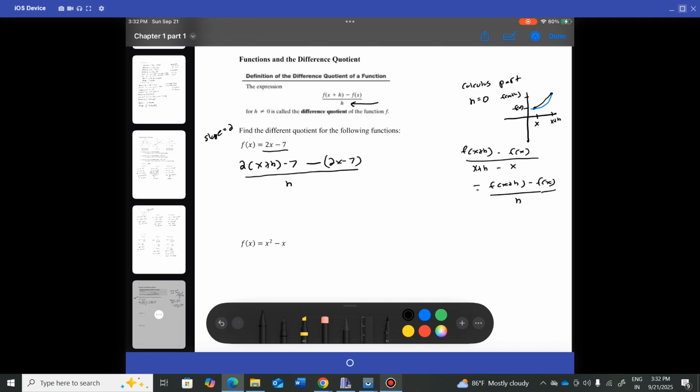Right. Now we'll distribute the 2, get 2x plus 2h minus 7, distribute the negative sign, you get negative 2x plus 7, all over h. So now where we see it cancels, 2x cancels with that negative 2x, negative 7 cancels with that 7, we end up with 2h over h. H is divided out, you get 2. Exactly what we expected to get.